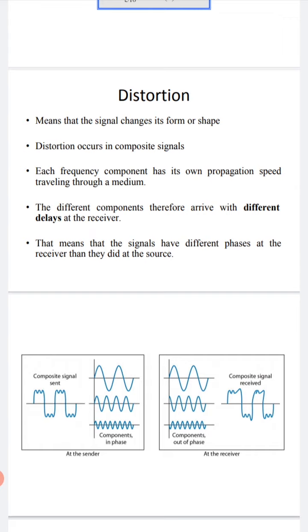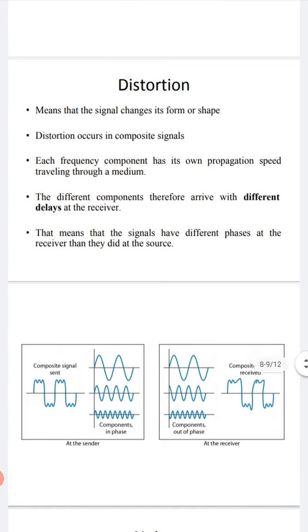Here, each signal component has its own propagation speed through the medium. Therefore, it has its own delay in arriving at the final destination. So, at the receiver side, when the composite signal is received, the structure of the signal may be changed. The different components arrive with different delay at the receiver. So, the structure of the signal is changed in the distortion.